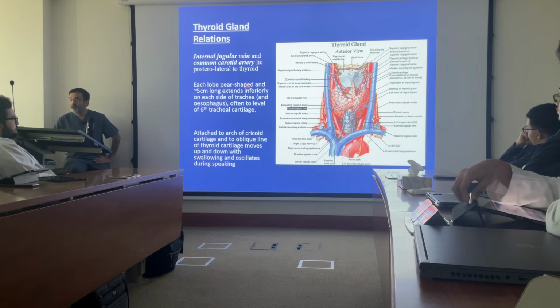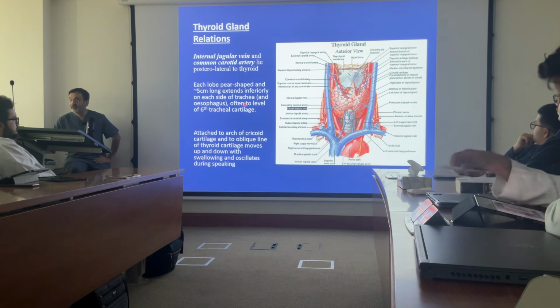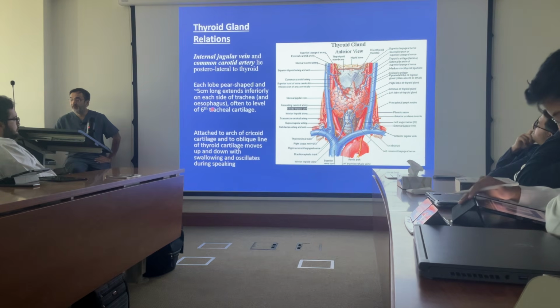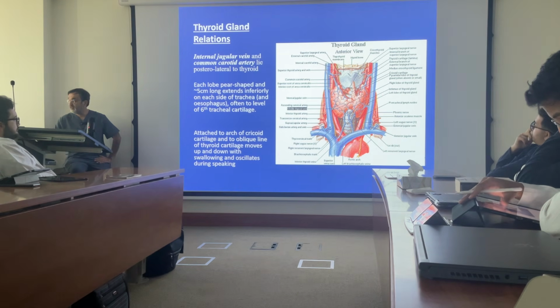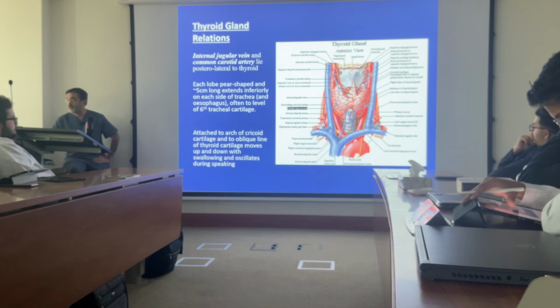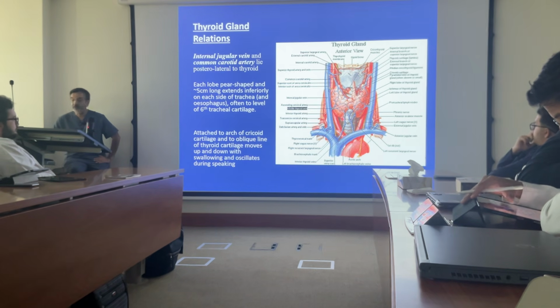Each lobe is pear-shaped, about 5 centimeters long, and extends inferiorly on each side of the trachea, often reaching down to the level of the 6th tracheal ring. So if you see the lower pole, it would be somewhere around the 6th tracheal ring.